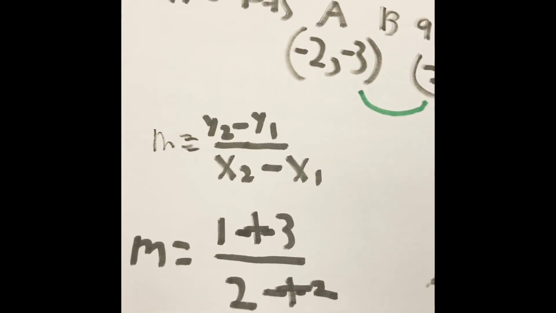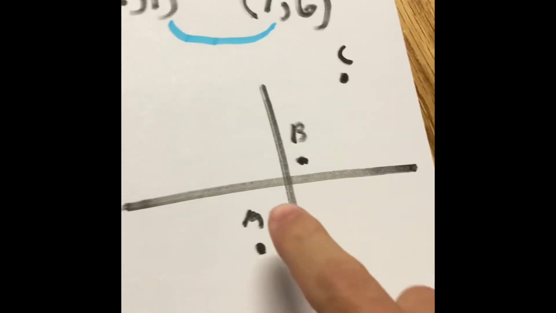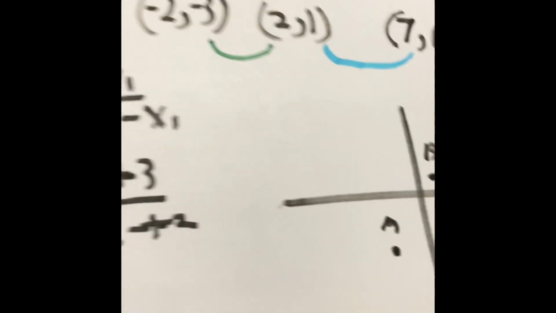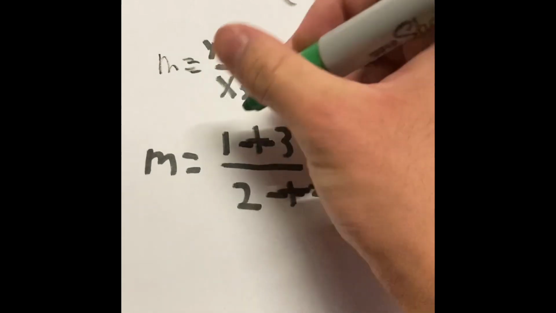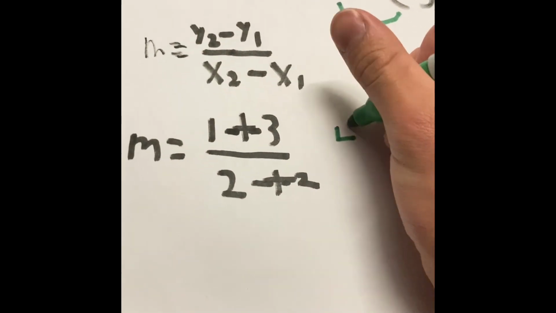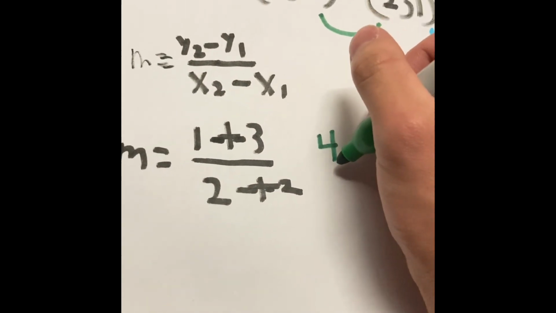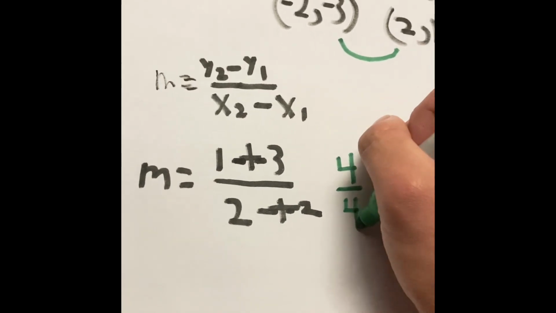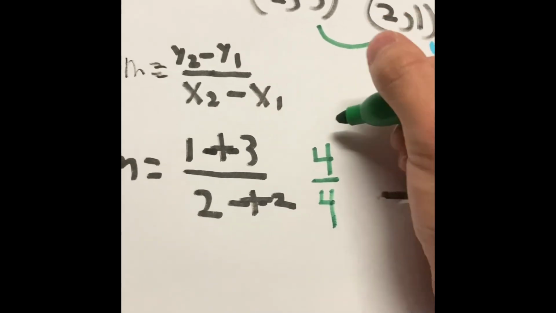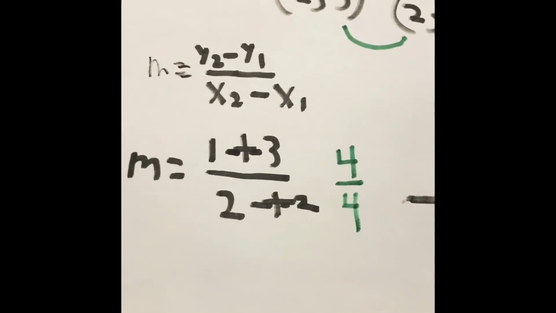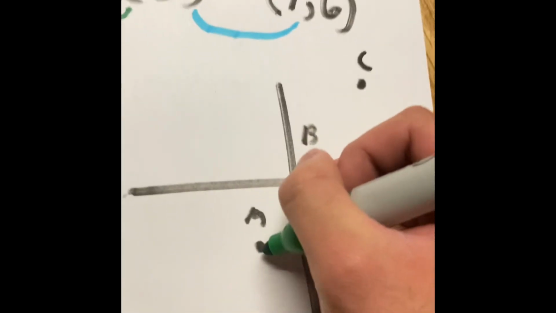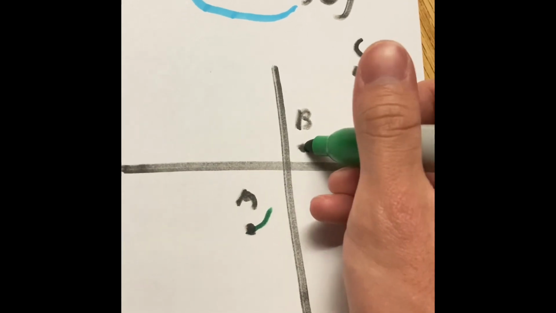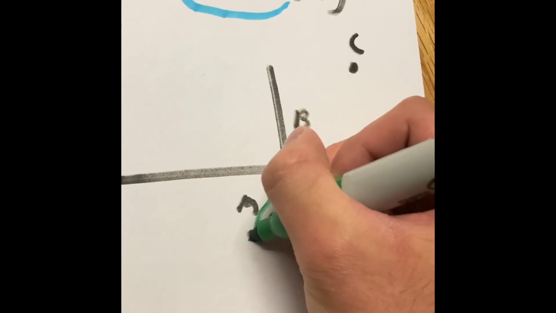So to get from A to B, what is the slope? Well, we can say 1 plus 3 is 4, and 2 plus 2 is 4. So if we have 4 and 4, that is going to be a slope of 1. So from A to B is going to be a slope of 1.